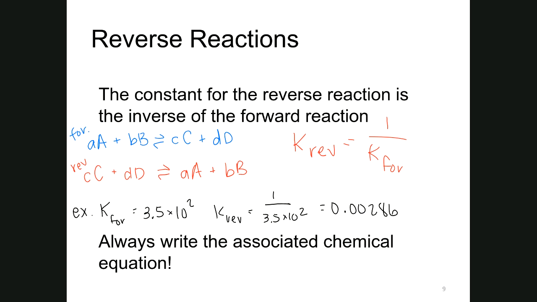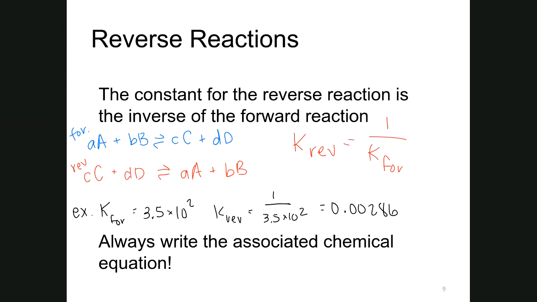So one other thing that you'll notice, since we're taking a reciprocal, one of the reactions is going to have a large number, a number greater than 1, which in this case is the forward reaction, and another one is going to have a number less than 1, which in this case is our reverse reaction. So this is why it's very important that you're always writing out the chemical reaction that you're talking about.